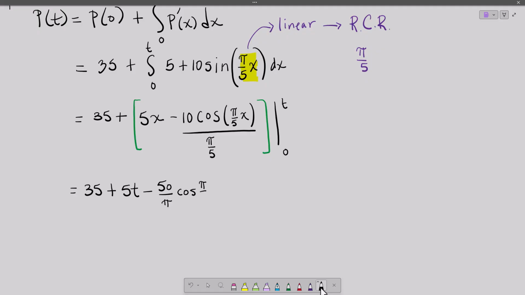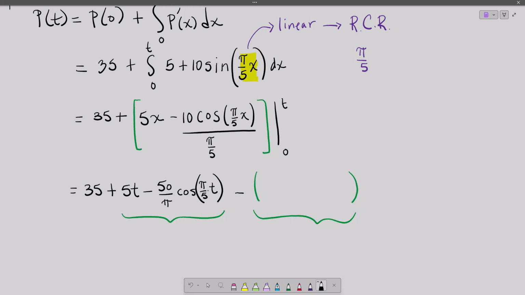Cosine pi over 5 times t. There's our angle. Now we're going to subtract off the antiderivative evaluated at 0. So I'm going to just bracket this off. There is the antiderivative evaluated at t. Now we want to subtract off. I'm going to put the minus, and then we're going to put the antiderivative evaluated at 0. So right here is the antiderivative evaluated at 0.